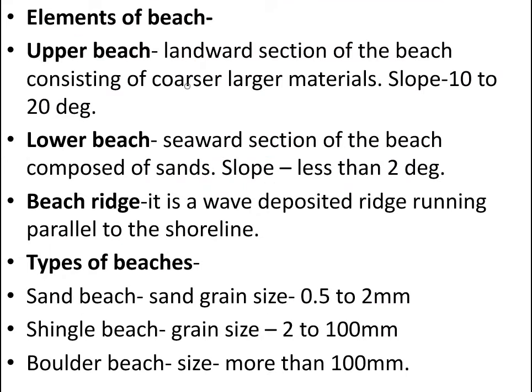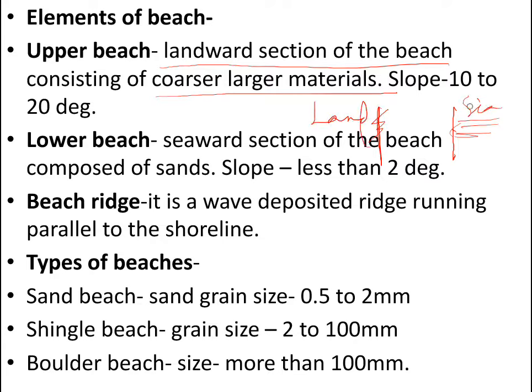Elements of beach: upper beach and lower beach. The upper beach is the landward section of the beach, consisting of coarser, larger material. Suppose this is the land, and here the water is coming like this. This is the seaward section of the beach, which is called the lower beach. This is the upper beach, which is the landward section. Here the materials deposited are coarser, larger material.